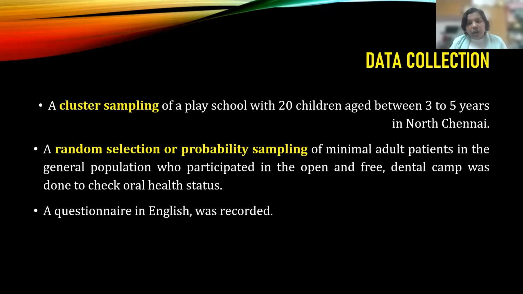So our work was based in a play school with almost 20 children between the age group of 3 to 5 years in North Chennai, and we deployed a cluster sampling model. And it was also a free dental camp. It was done to check the oral health status of the people, and there was some adult population, so it was a probability sampling of that. A questionnaire in English was recorded, and we also received the informed consent of the participants.